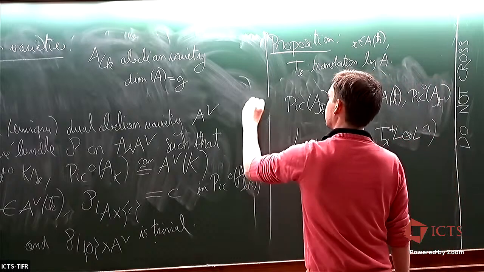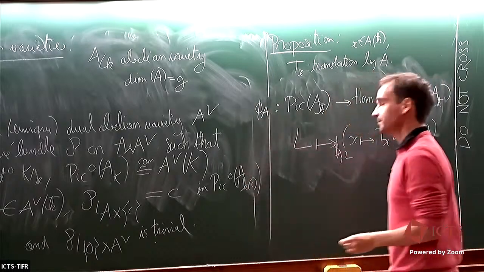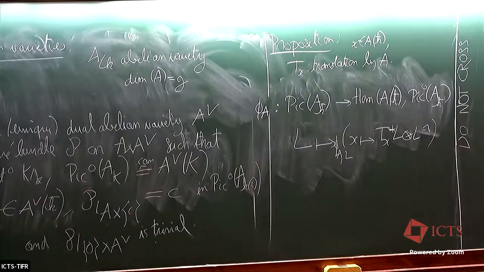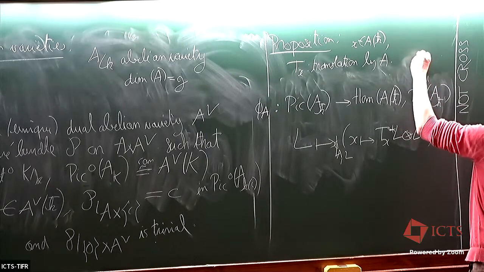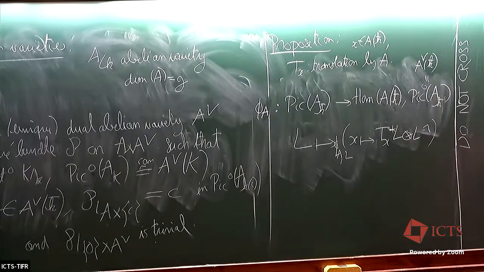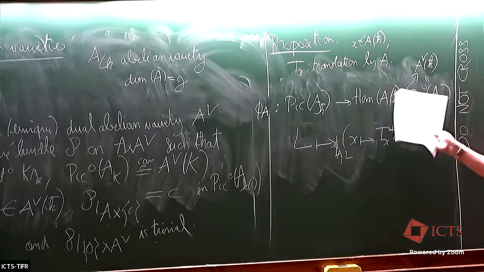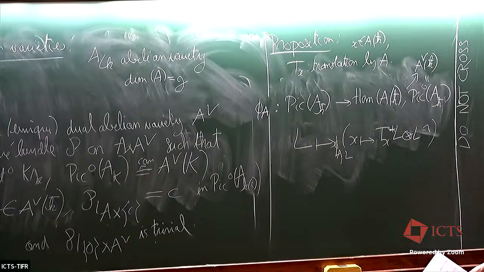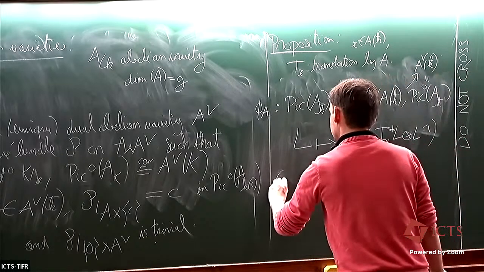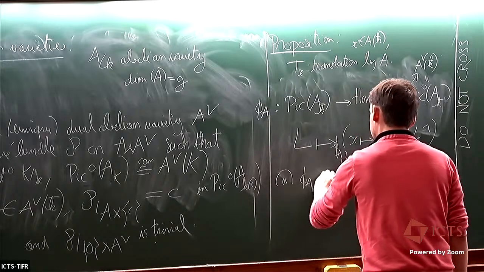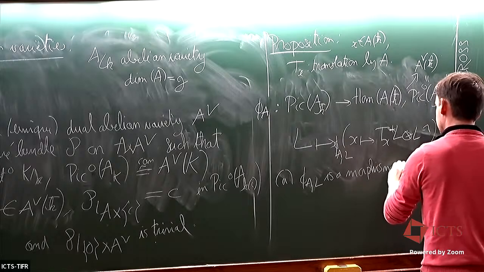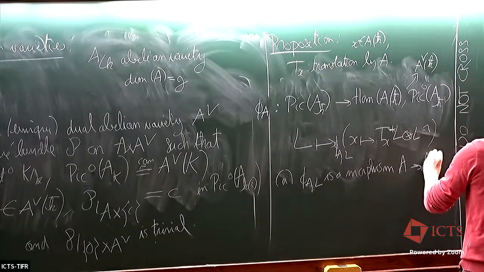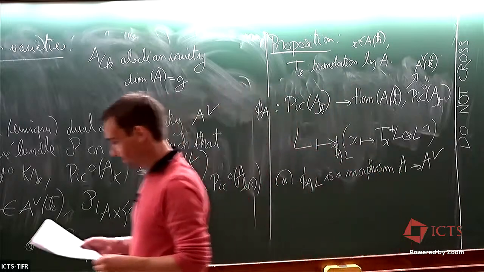I call the big one phi_A. And now I have many things to say about this. The first one is that this map from A of K bar to Pic^0 of A K bar, which is the same as A dual of K bar, right? So I get a map from these points to these points. This is actually a morphism of abelian varieties between A and its dual.